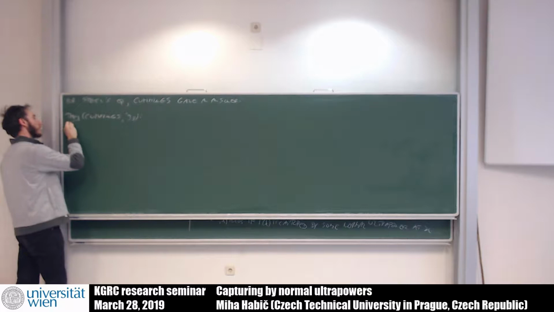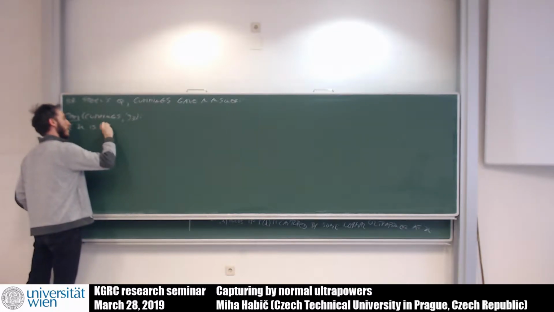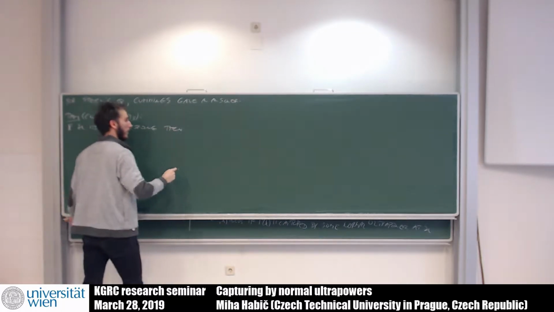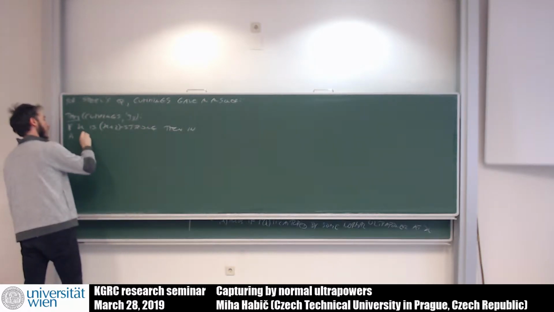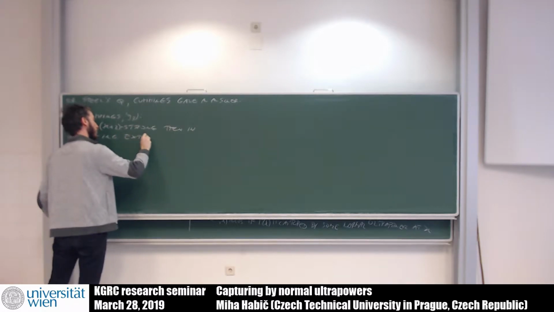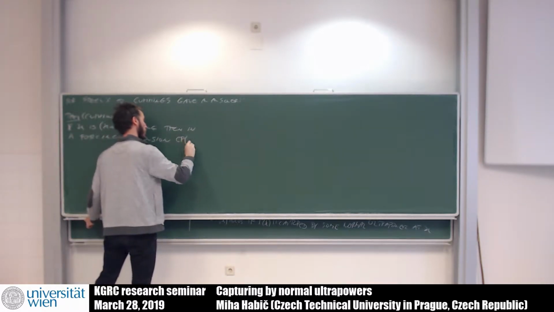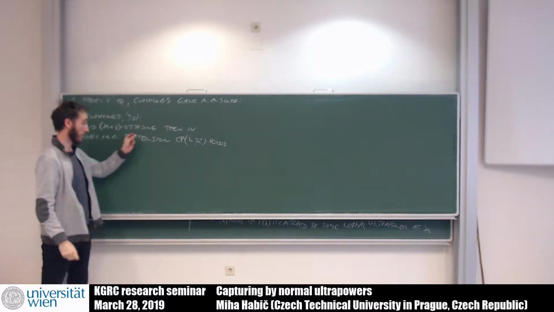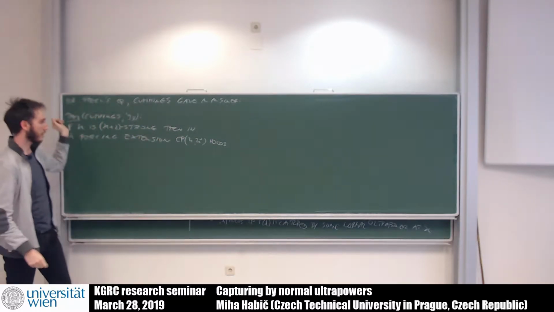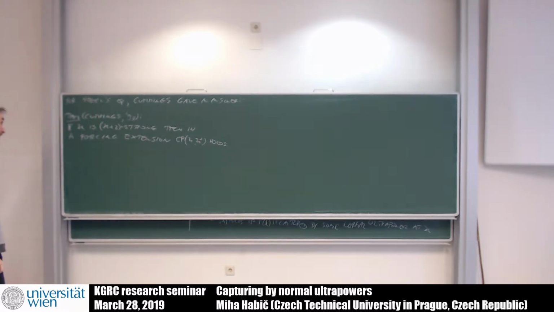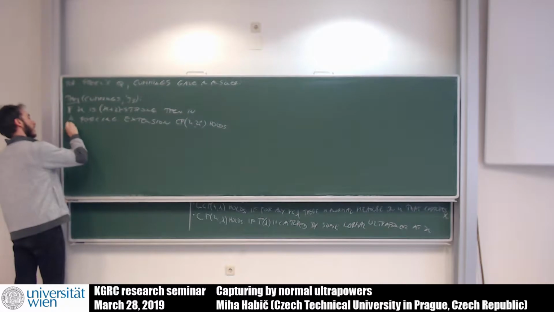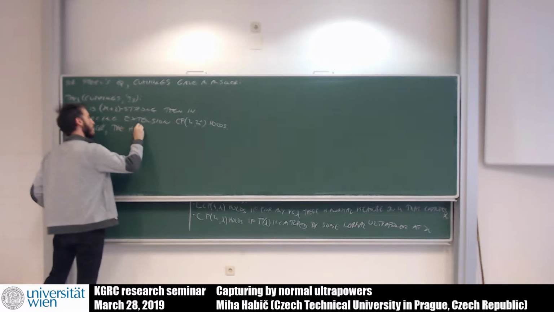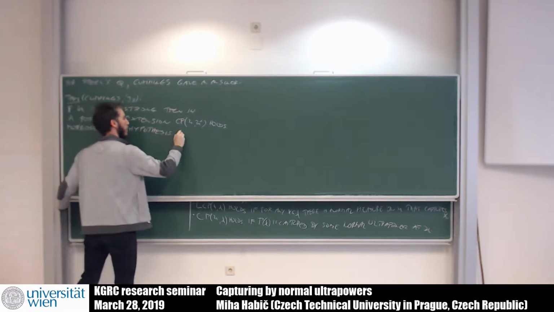So what Cummings proved is that if kappa is kappa plus 2 strong, then in a forcing extension, CP kappa kappa plus holds. And if you're worried, the forcing extension preserves kappa plus, so there's no ambiguity what I mean by this. And moreover, I should say this, moreover, the hypothesis is optimal.